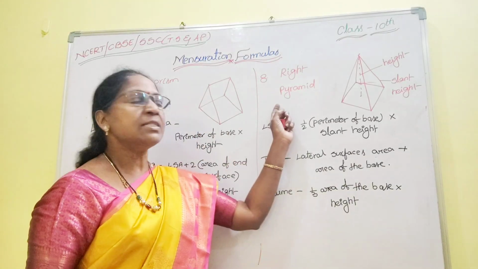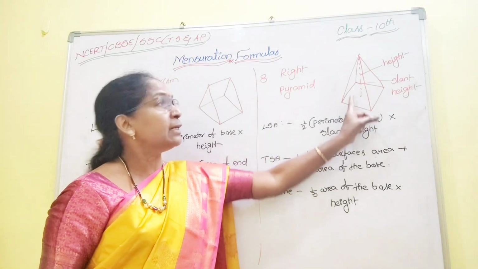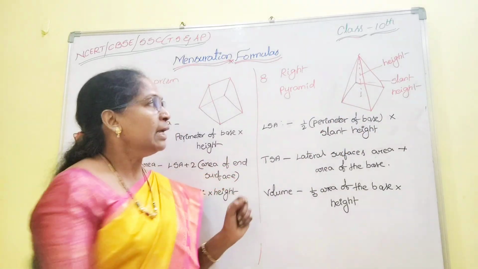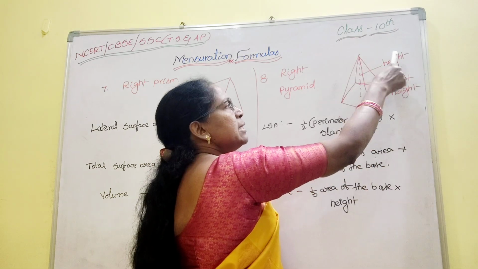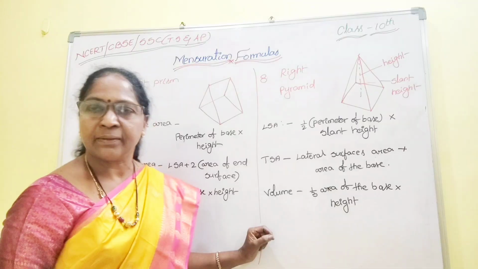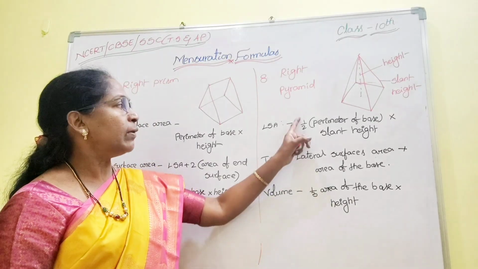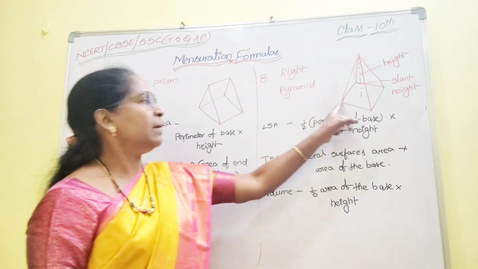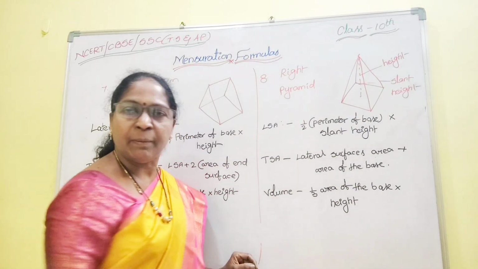So next one is a pyramid. Suppose here the base is a circular shaped pyramid. See here, this is the height from the midpoint to here. This is the height, and this slant line we call the slant height. Now here LSA, the lateral surface area, equals half into the perimeter of the base multiplied by the slant height. This you have to remember.